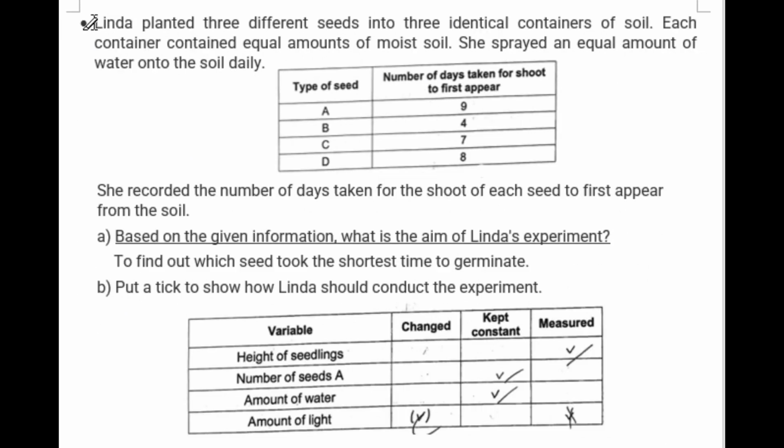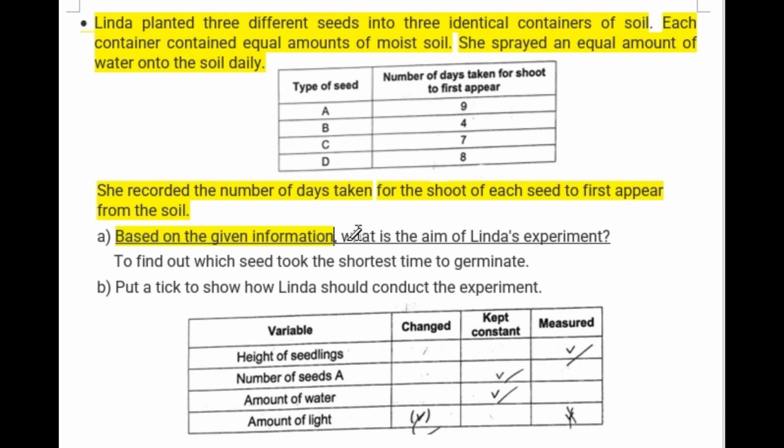Linda planted 3 different seeds into 3 identical containers of soil. Each container contained equal amounts of moist soil. She sprayed an equal amount of water onto the soil daily. She recorded the number of days taken for the shoot of each seed to first appear from the soil. A. Based on the given information, what is the aim of Linda's experiment? To find out which seed took the shortest time to germinate.